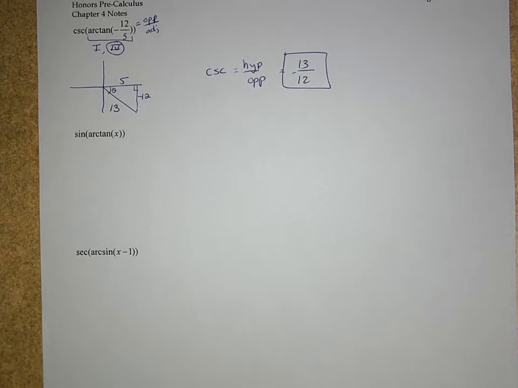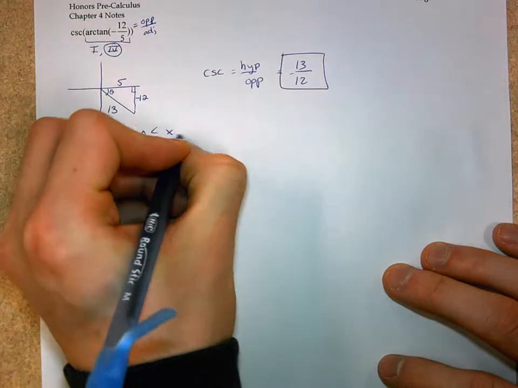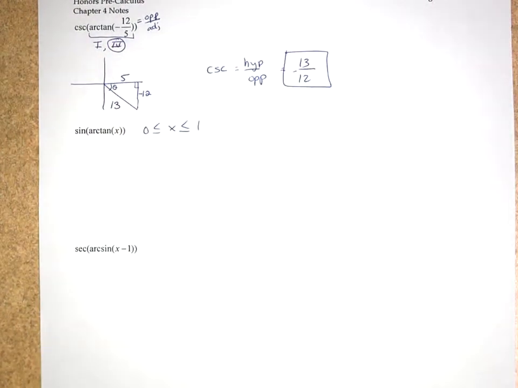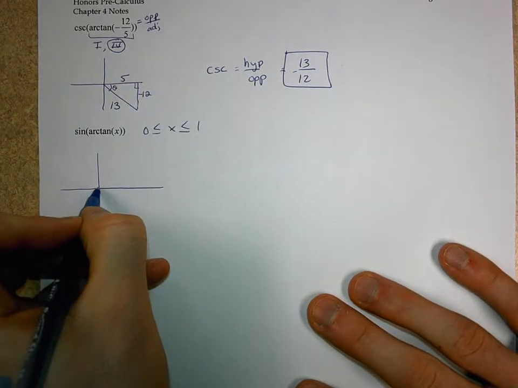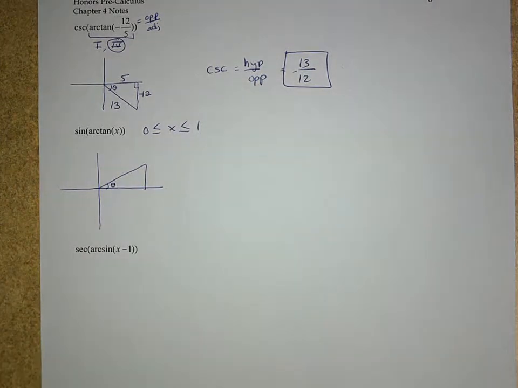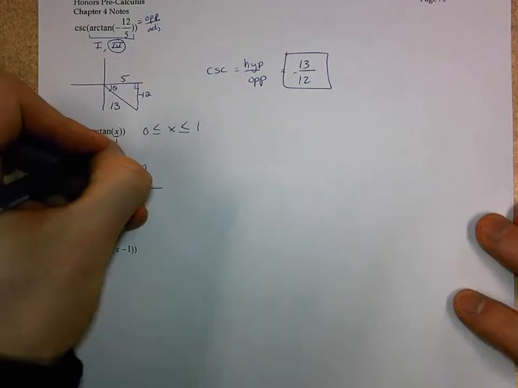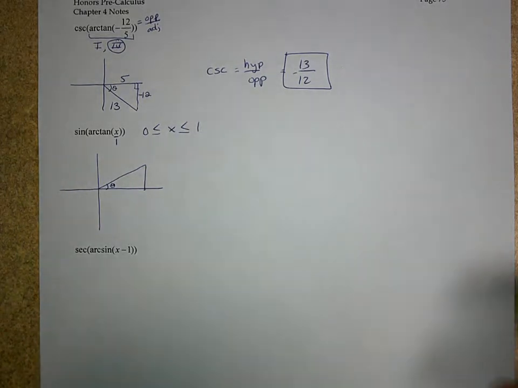The third example, sine of the arctangent of x. This one I'm going to limit myself so that x is going to be between 0 and 1, which means I'm going to be in the 1st quadrant. Now when I look at this, I might think, I don't have enough information. But actually I do. Right here, this x is understood to be over a 1. So now I've already stated that the arctangent is going to be positive. We're going to be in the first quadrant.